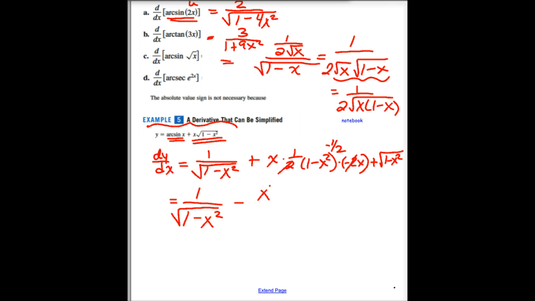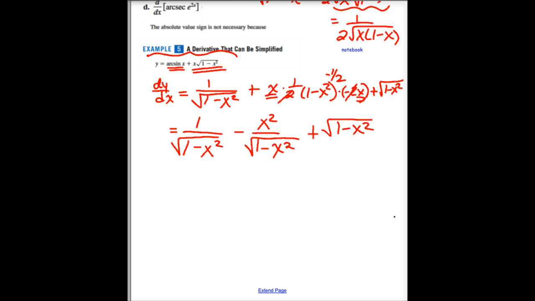I'm going to have an x squared up on top with this x times this one. My negative 1/2 power is going to drop down to the denominator, and then up here I still have this. It's getting better, but it still needs a little work here. I'm going to get a common denominator. I've got 1 minus x squared already able to be written with a common denominator.